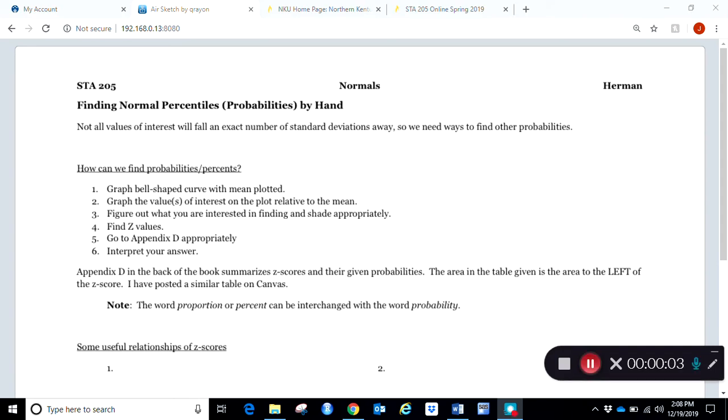In this video, we're just going to go over some steps as we're going to do some normal probabilities in some future videos. So I'd like to give students some steps to go through so you know exactly what I'm doing when I go through this as well.